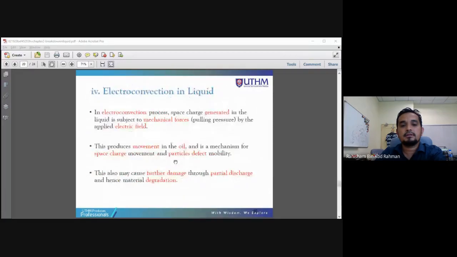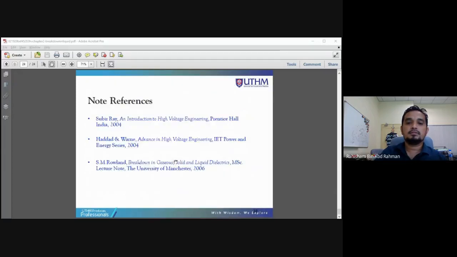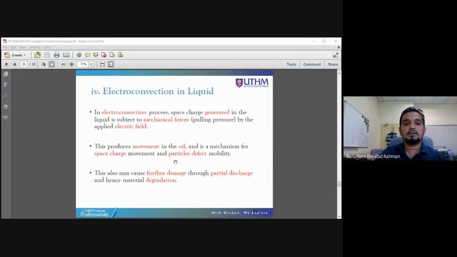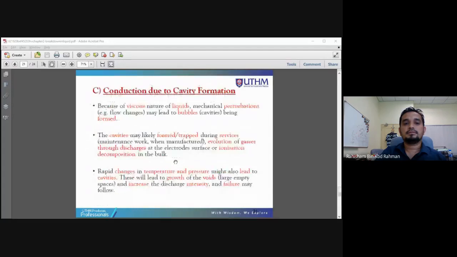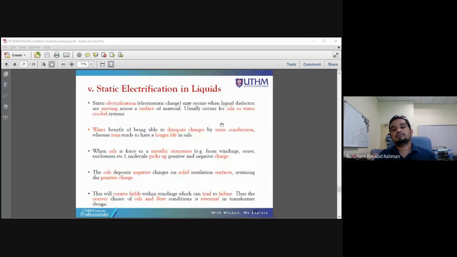Okay, you can read this one. Static conduction. Okay, next we look at the conduction due to cavity formation, and last but not least, a chemical reaction.